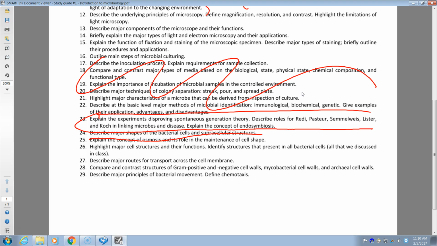Routes for transport across the cell membrane. Active transport, what does it require? We'll get to that. Energy, ATP, okay. Does it go along the concentration gradient or against? Against. Diffusion, 2 types of diffusion. Facilitated, what does it need? Why we call it facilitated? Well, it needs a gradient. So it goes from high to low. What else does it need? Why it's called facilitated? Yes, some sort of a transport protein, transmembrane protein. Make sense? What is another type of diffusion that does not require transport protein?